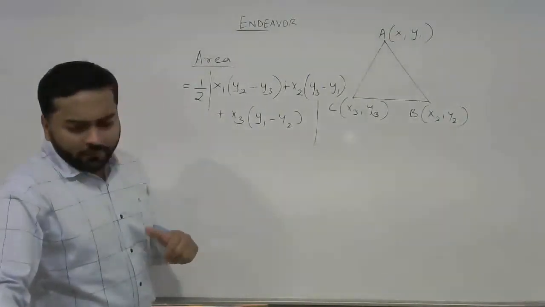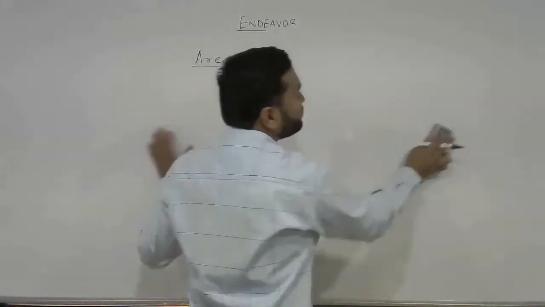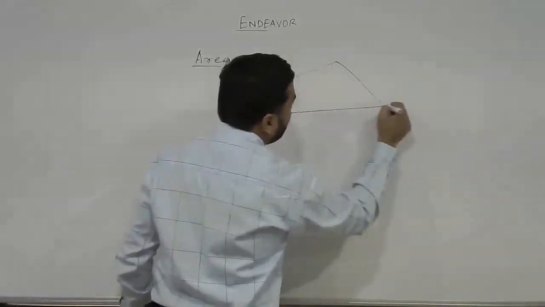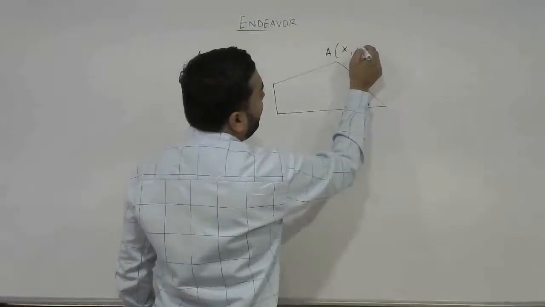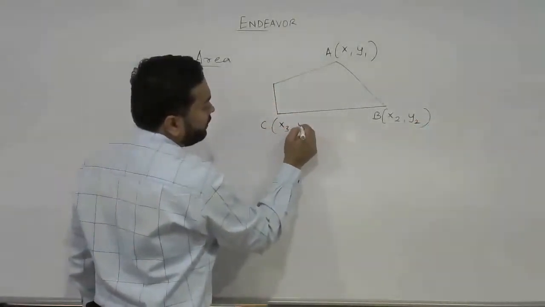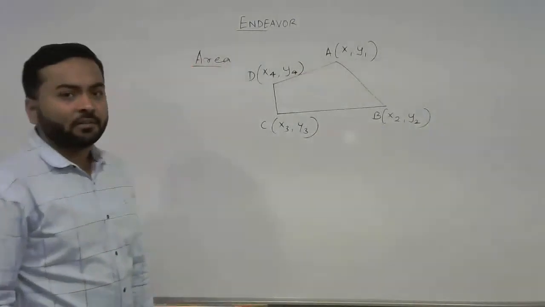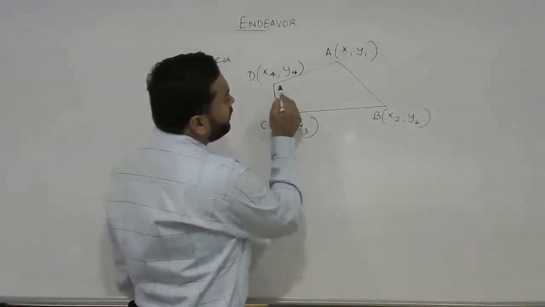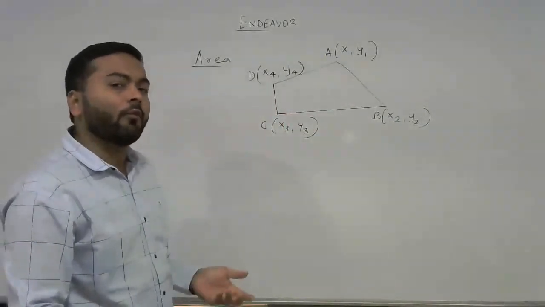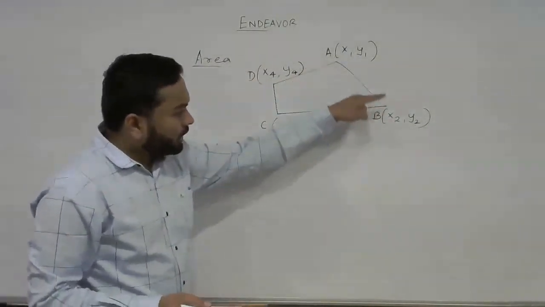Great. Now, what if I ask you to find out the area of a quadrilateral? So let us draw a quadrilateral. Let's say this is A, x1 y1, B is x2 y2, C is x3 y3, and D is x4 y4. Now in this case, there are two ways. One, divide the quadrilateral into two triangles. Find the area of this triangle and the area of this triangle. You add them, and you still get the area of the quadrilateral. That's one way to solve it, right? The other way is another formula. So let's go in a cyclic order, this order.